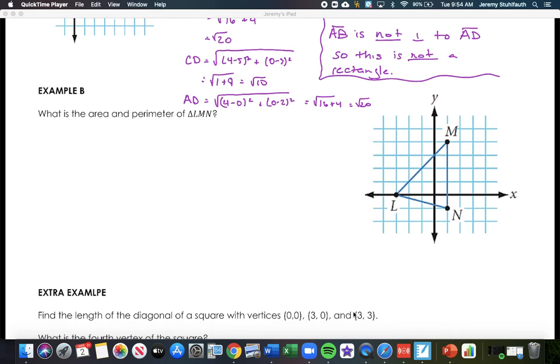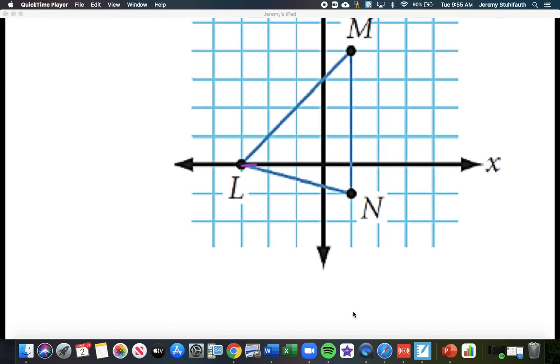If you look at the second example, it says, what is the area and perimeter of triangle LMN? So let's find the area first. We know the area of a triangle is 1/2 times the base times the height. And when we're talking about the height of a triangle, we're talking about the perpendicular distance. So in this case, we want to find an altitude, from one vertex to the opposite side that is perpendicular. Our height of this triangle can be measured as that altitude.